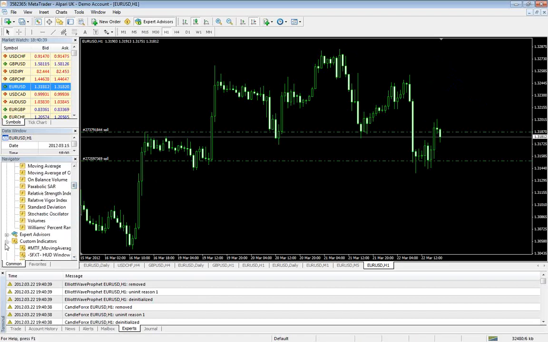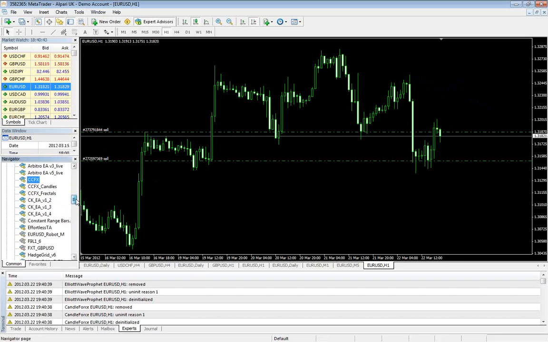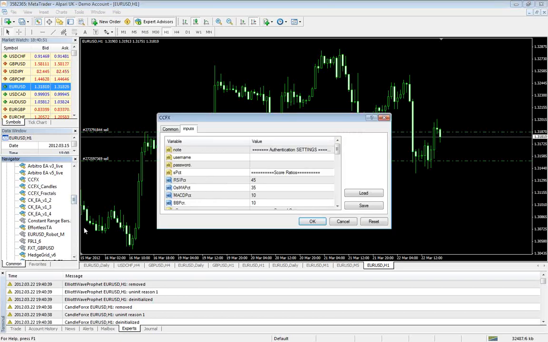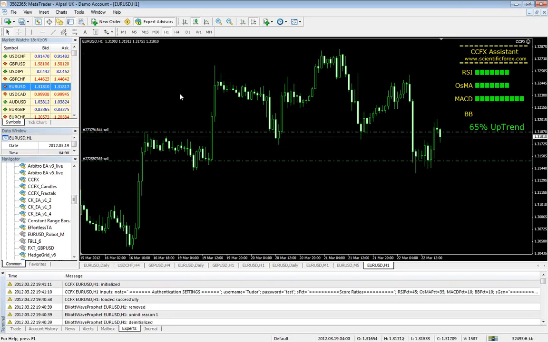Okay, so CCFX is under the expert advisors. Here you can see it, it's CCFX. Don't pay attention, here I have a lot of EAs which I'm reviewing, checking, or working on. So CCFX, double click on that. Use your username and password. You are logging into your members area. Don't use Tudor and test. They will not work after this webinar. Click OK. And here you go.